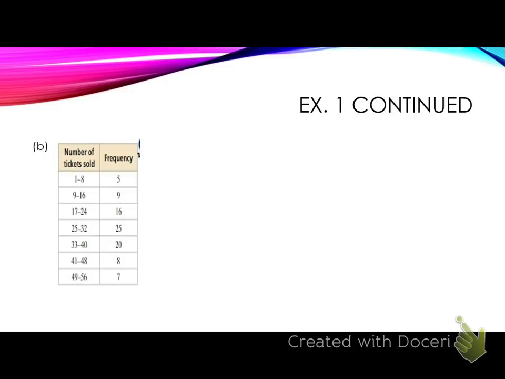Again, we were given a frequency table, so it becomes a matter of drawing that bottom and just drawing out those intervals. So 1 to 8, 9 to 16, 17 to 24, 25 to 32, 33 to 40, 41 to 48, make that line a little bit longer, and 49 to 56.